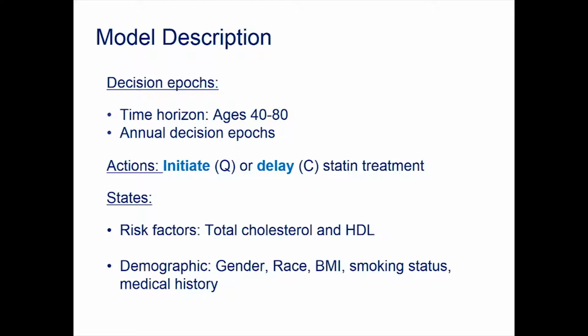And then risk factors are total cholesterol. Okay, if you ever had a cholesterol test, you've seen this. Total cholesterol, you can think of that as bad cholesterol. HDL is good cholesterol. And these are biomarkers that are commonly used. And then demographic things that would be static over the course of the horizon would be things like race, BMI, smoking status, other things that are important predictors and go into risk models that predict heart disease risk.